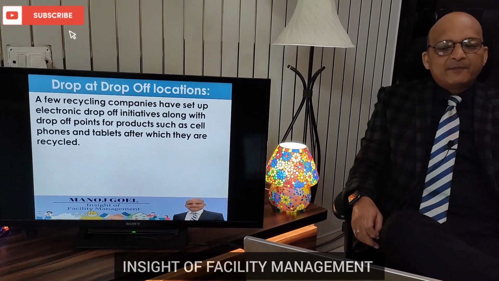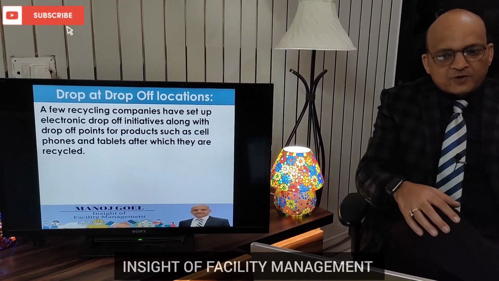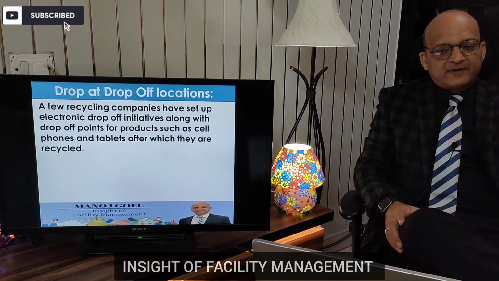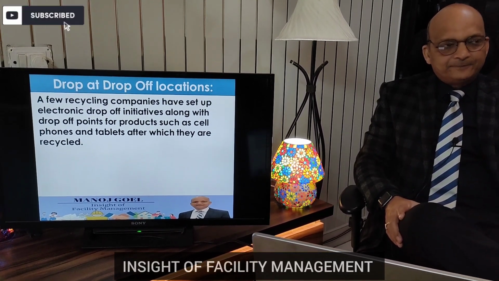A few recycling companies have set up electronic drop-off initiatives along with drop-off points for products such as cell phones and tablets, after which they are recycled.